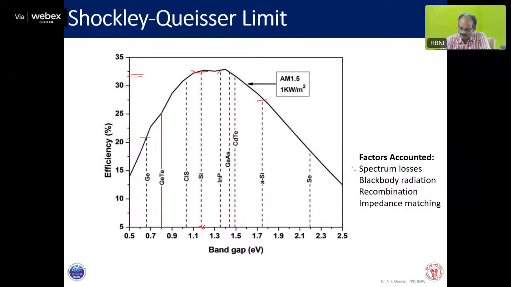In order to calculate this efficiency, what we have accounted for is, one, spectrum loss, how much spectrum is lost, then black body radiation. When the solar cell is at a slightly higher temperature, it emits radiation. Then recombination and impedance matching.